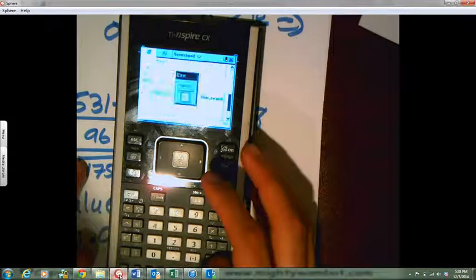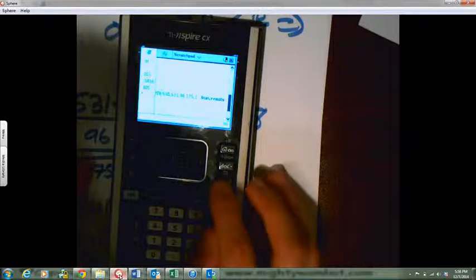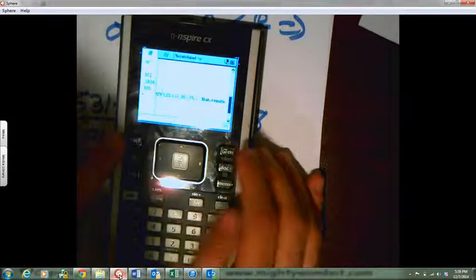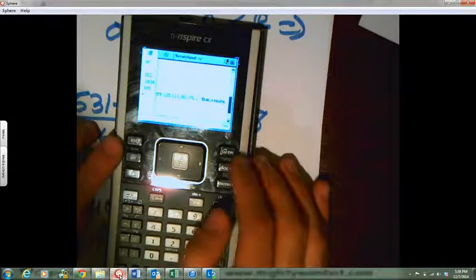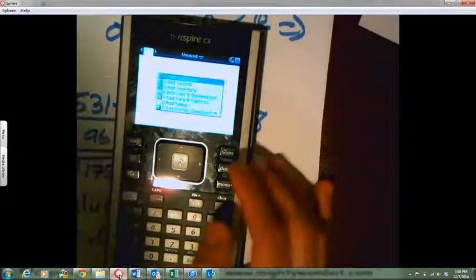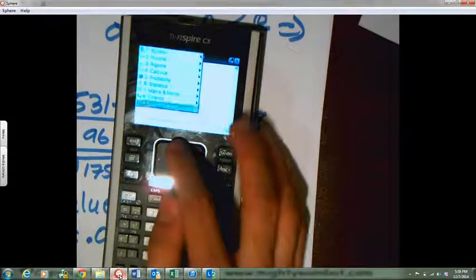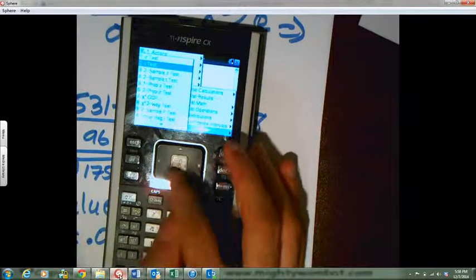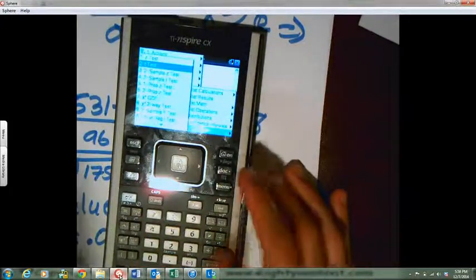Oops, I plugged it in under there. Let me clear everything out of here. Okay, let me go home. Let me just make a new document here. Add a calculator. Let's go menu, statistics, stat test, t-test. Put in the stats.